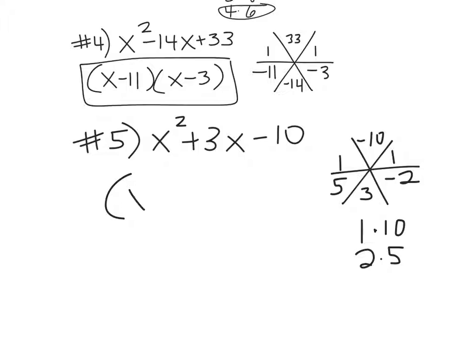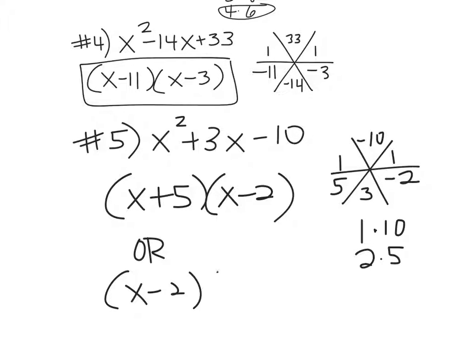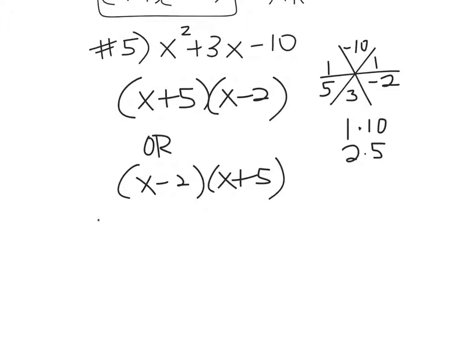And then when you write your answer, it's x plus 5 and x minus 2. And you could write that the other way too, okay? Or you could say x minus 2 and x plus 5, but don't get the minus and the plus mixed up because that would be wrong. All right, you want to try one now? Sure you do. Number 6.